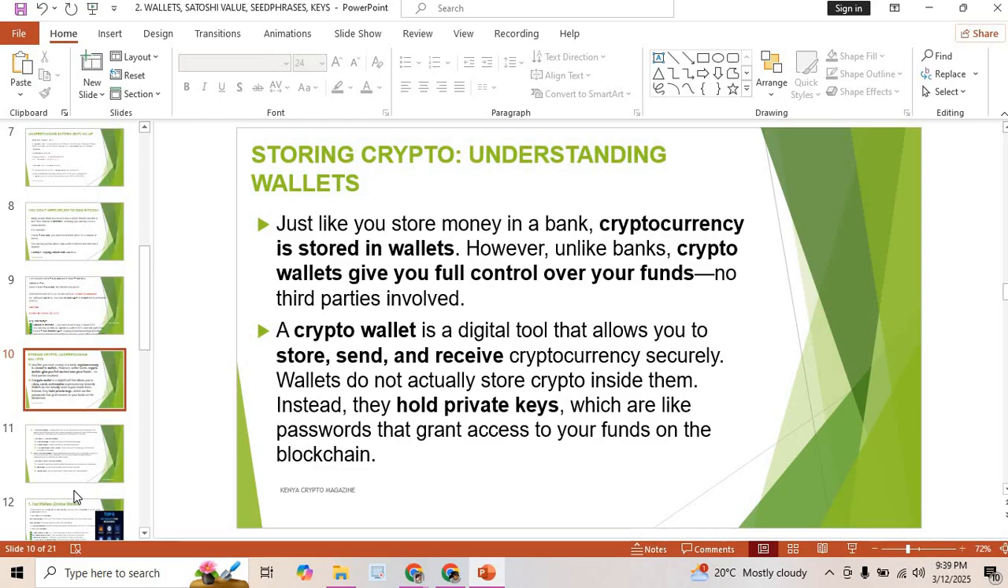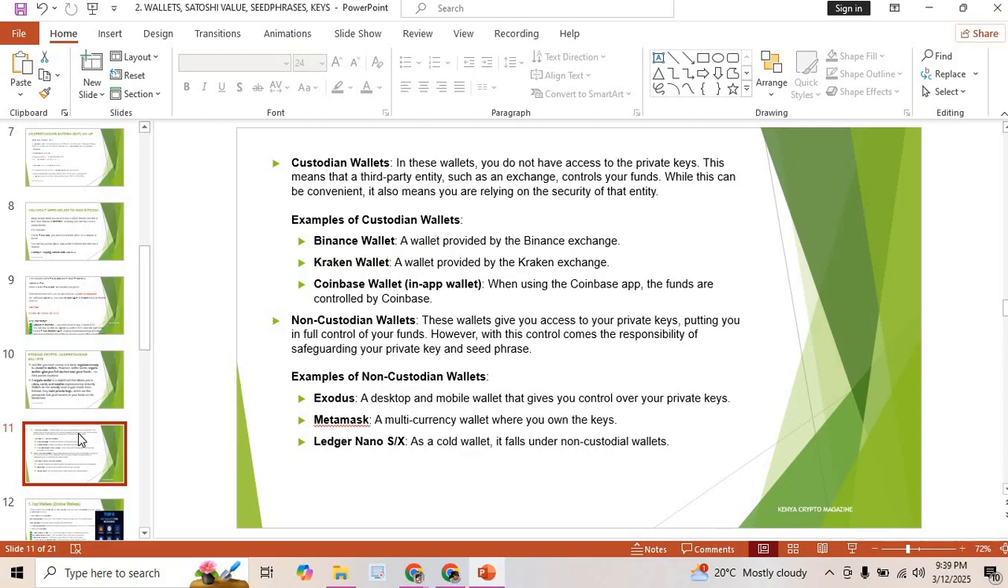Wallets do not actually hold crypto inside them. Instead, they hold private keys, which are like passwords that grant access to your funds on the blockchain. We will look at private keys and public keys later on. So we have different types of wallets. We have the custodian wallets and we have the non-custodian wallets. When we're talking about custodian wallets, we mean these wallets do not have access to the private keys. This means that a third-party entity, such as an exchange, controls your funds. While this can be convenient, it also means you are relying on the security of that entity.